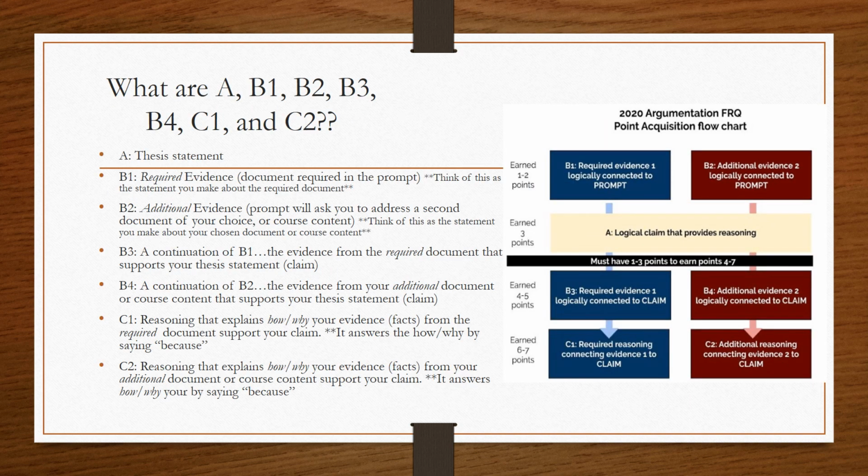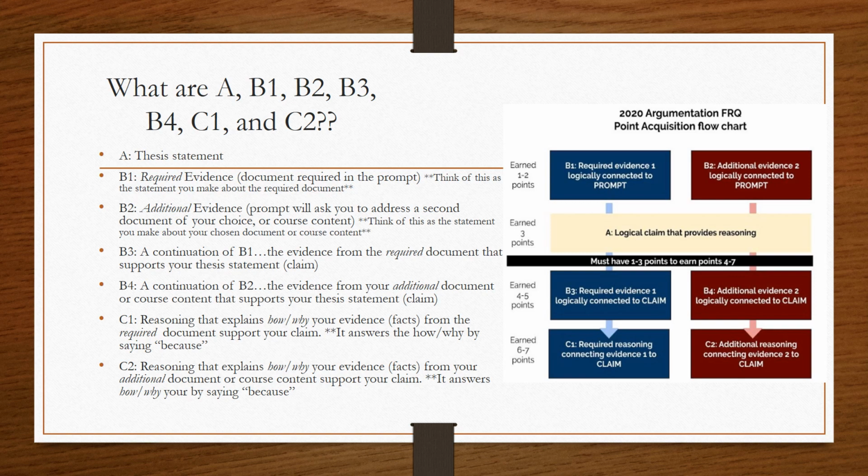So what are A, B1, B2, B3, B4, C1, and C2? At first glance I had to write some stuff down and really straighten it out. We will put this point acquisition flowchart in your resources in Google Classroom. But here's what they're looking for. Your thesis statement is A. That will earn you 3 points. If you have a logical claim that provides reasoning, you're going to get 3 points out the gate.